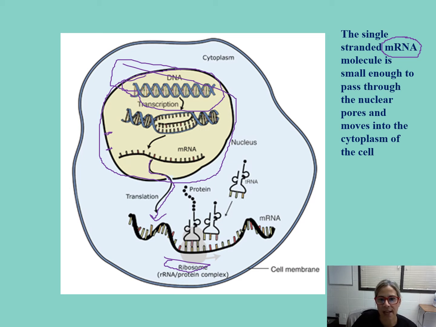So that process that happens inside the nucleus of creating that mRNA strand off of that DNA strand template is called transcription. Essentially the mRNA is taking that information, transcribing that information from the DNA molecule in a small enough form that it can be carried into the cytoplasm where the ribosome is, and then the next process, which is translation, can happen.